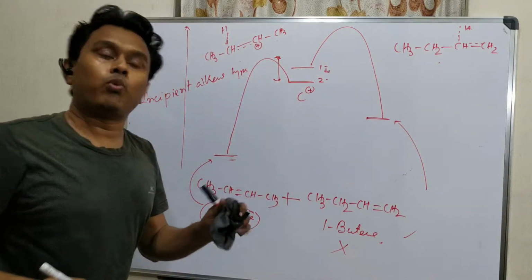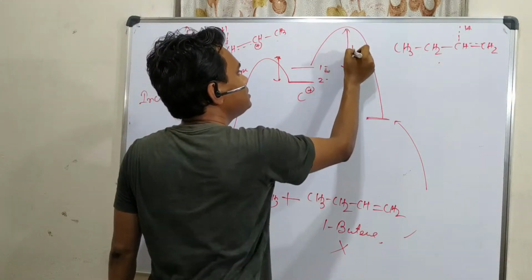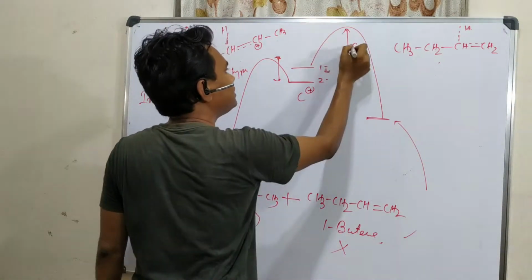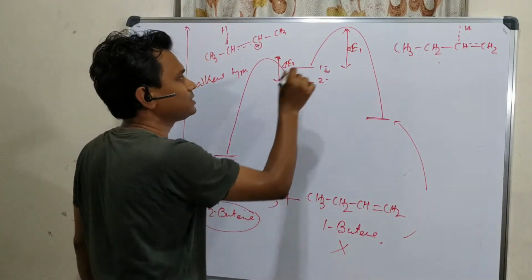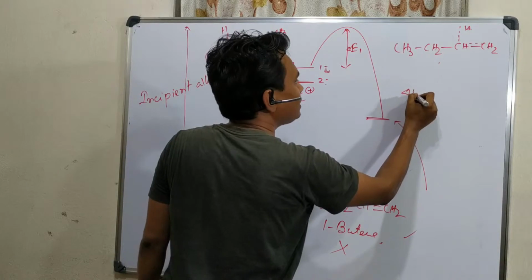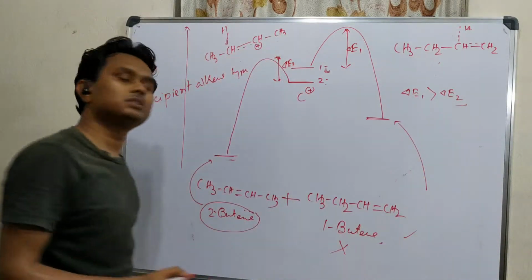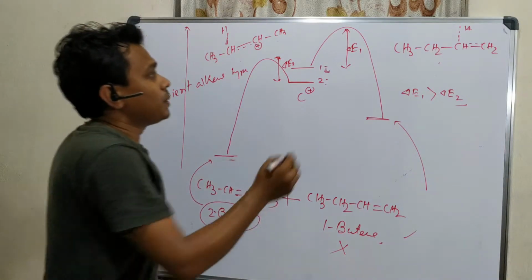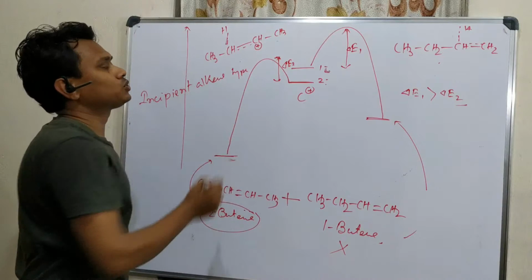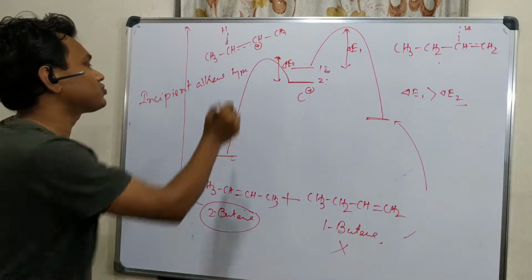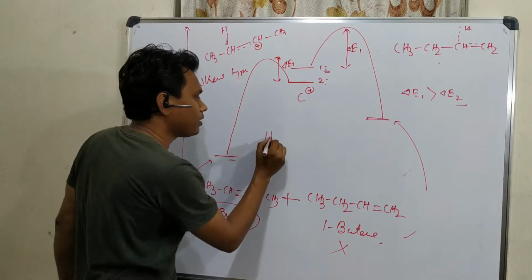Now what is the difference? Why the corresponding energy of activation? These are delta E1, and if we consider this is delta E2, since it's for secondary, delta E1 is greater than delta E2. Okay, this is the fact. Now why? Because the transition state is incipient alkene type. So like alkene, this transition state will be stabilized by hyperconjugation.